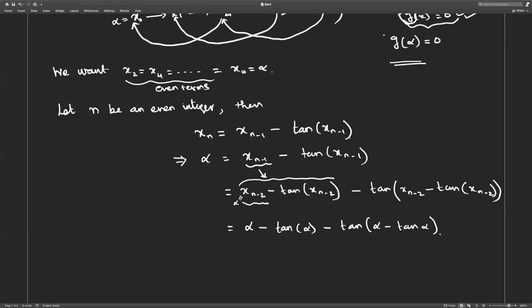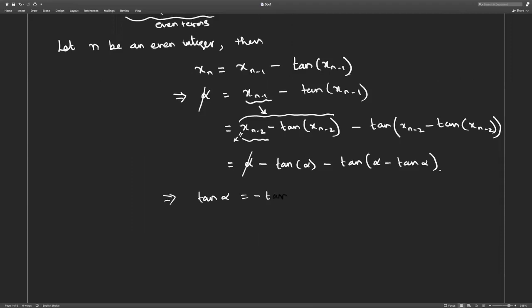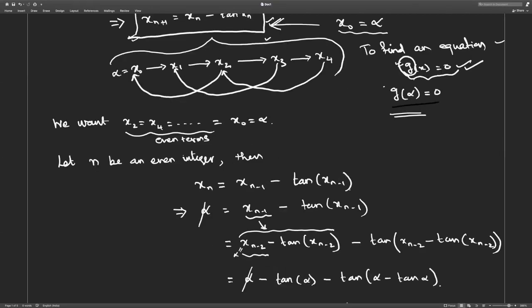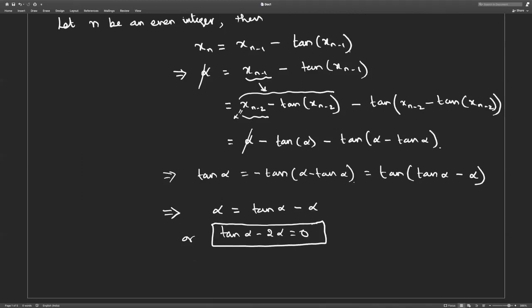So you just cancel this alpha with this alpha, and you have tan alpha is equal to minus tan alpha, right? So that, of course, I can write as tan alpha minus alpha. That tells us that alpha satisfies this equation. Alpha is equal to tan alpha minus alpha, or tan alpha minus 2 alpha equal to 0. And that is your required nonlinear equation. That is, your g of x is given by tan x minus 2x.